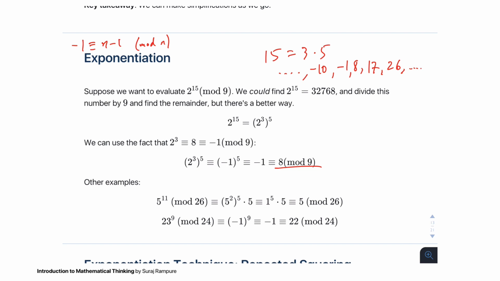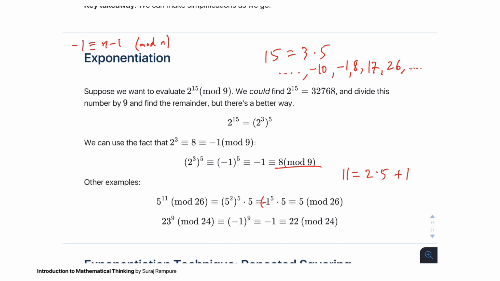Okay, another example, suppose I want to evaluate 5 to the 11 modulo 26, right? I can rewrite 5 to the 11 as 5 squared to the 5 times 5. Why is that the case? Because I can write 11 as 2 times 5 plus 1. Okay? But what is 5 squared? Ooh, this should be a negative 1 here. 5 squared is 25, right? Which is negative 1 modulo 26. Is that clear? So this should be a negative 1.